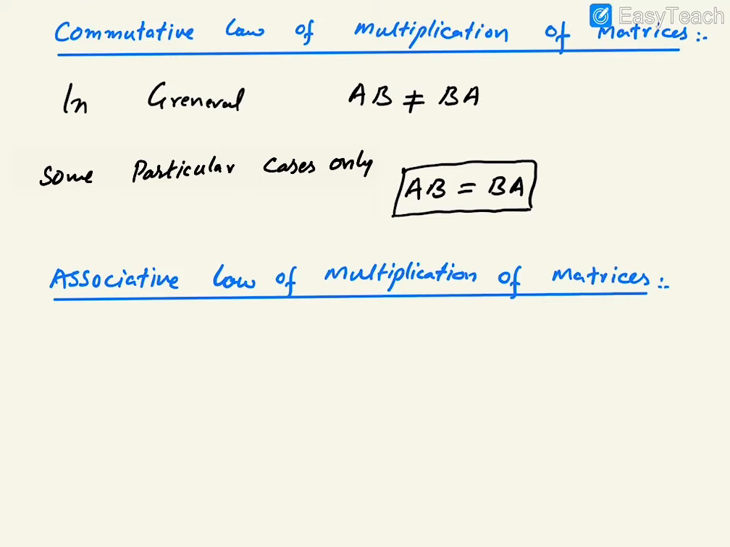Now, associative law of multiplication of matrices says that if there are three matrices A, B and C and they are conformable for multiplication, all three should be conformable for multiplication, then we can say that AB into C is equal to A into BC. So this is called associative law of multiplication of matrices. We will prove this one with the help of an example in the exercise.